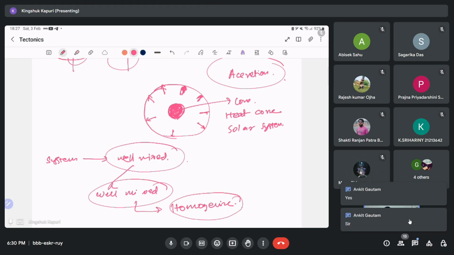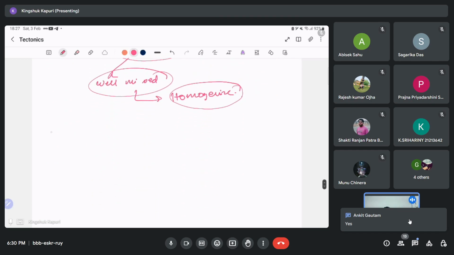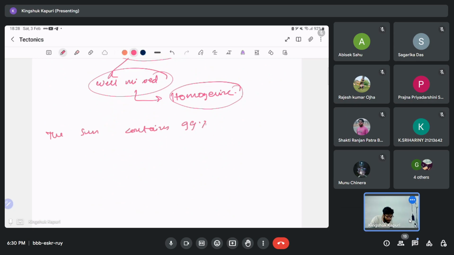Yes, sir. So the mass of the sugar is basically, so basically sugar also has its mass. The mass of the sugar is also dissolving within itself as you are raising the temperature, right? So similarly, the sun contains the majority of the mass of the solar system. That is why it is said that the sun contains about 99% of the mass of the solar system, because the system is a hot system and it is a well mixed system, right?